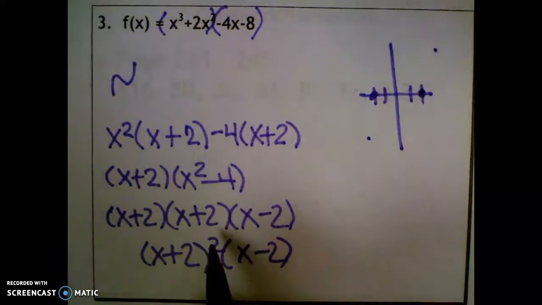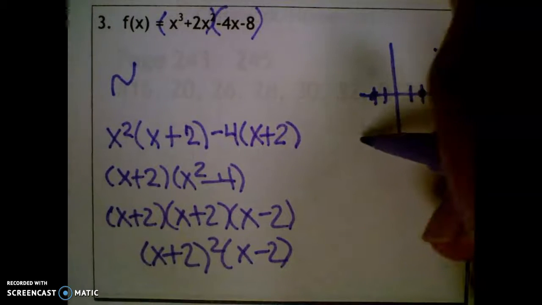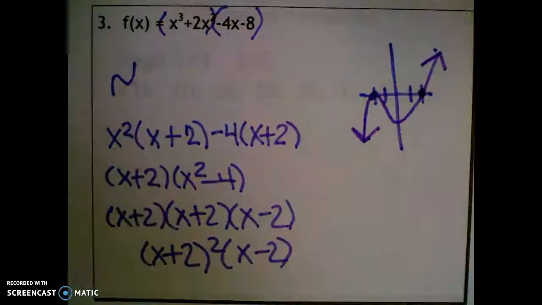But the negative 2 has an even multiplicity. The 2 has an odd. So touch, cross. So start here. Touch, cross. And there we go.